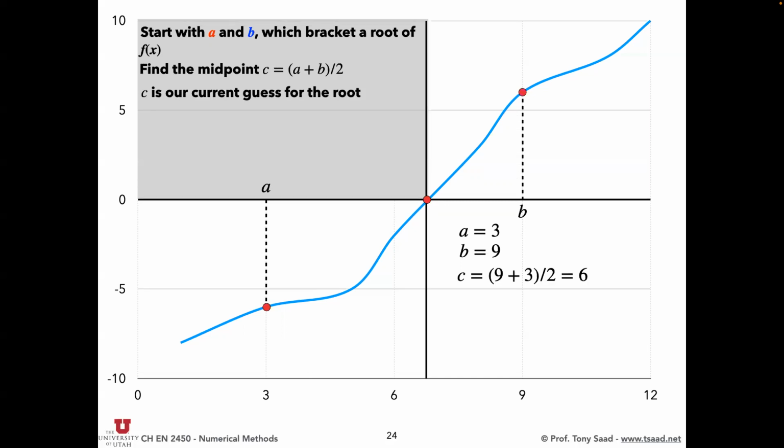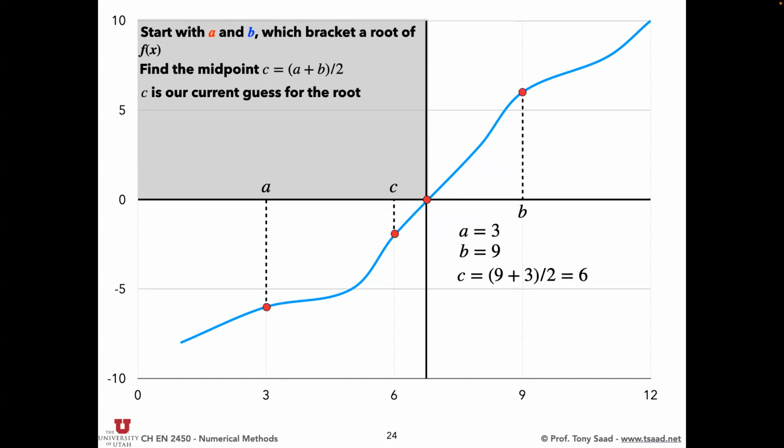So you make a guess for the root, as good as any other guess. The midpoint, you can take 1/3 or 1/4. The midpoint seems as good as any other guess, right? So you take the midpoint between these 2 points. So that's 9 plus 3 over 2, which gives you 6. That's going to be our new guess for the root, and that would be your new point C.